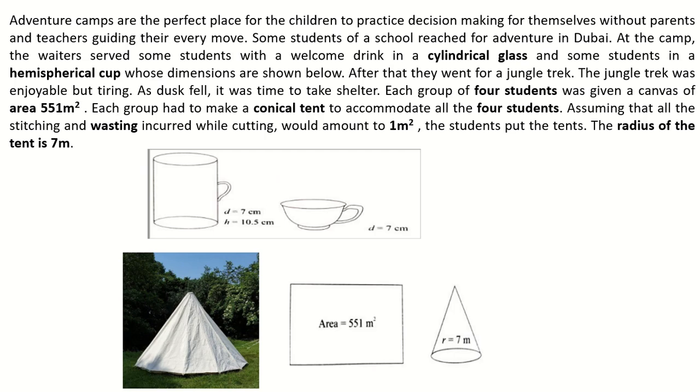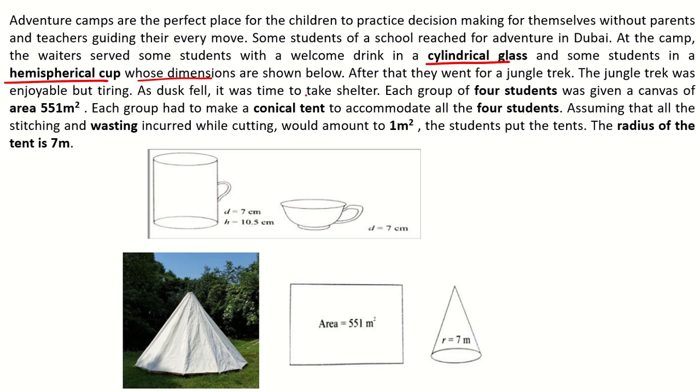Okay, now next, this is some type of case study I have taken for you. For example, this one: adventure camps are a perfect place for children to practice decision making for themselves, without parents and teachers guiding their every move. Some students of a school went for an adventure in Dubai. At the camp, the waiters served some students a welcome drink in a cylindrical glass, and some students in a hemispherical cup. See, the important words I have highlighted for you: cylindrical glass and hemispherical cup. So we are dealing with drinks, which means the drink will be filled inside. It will have some space, so we have to deal with the volume. We'll see what we have to do here.